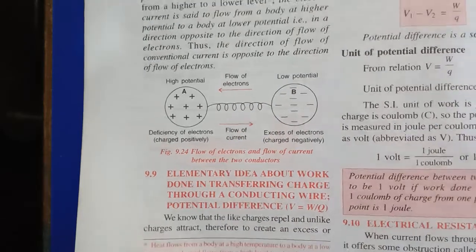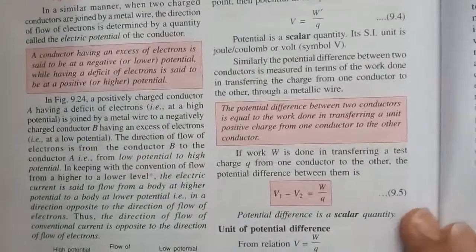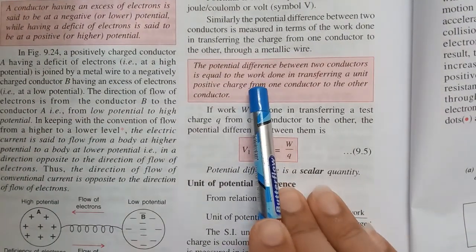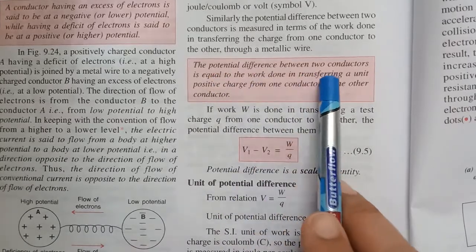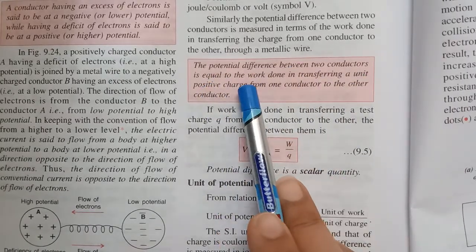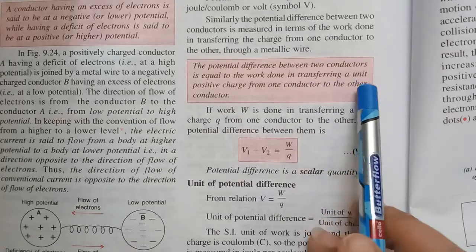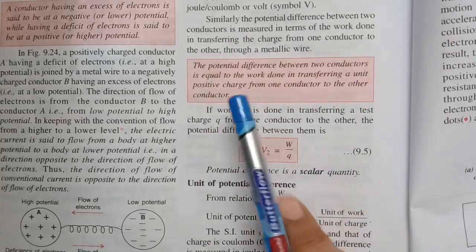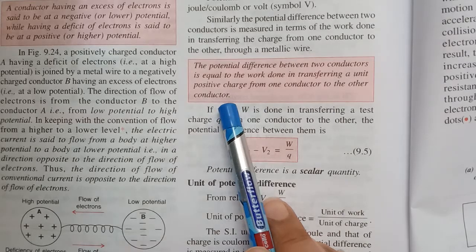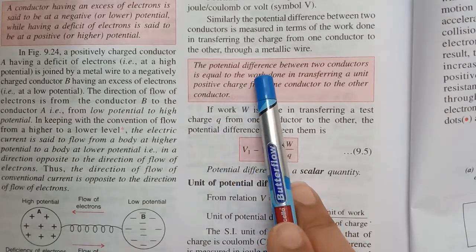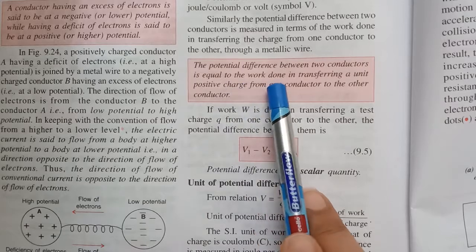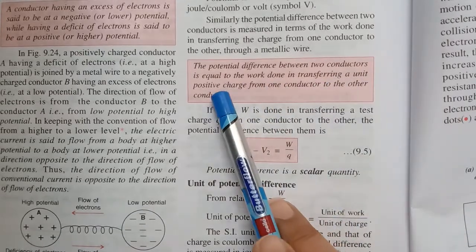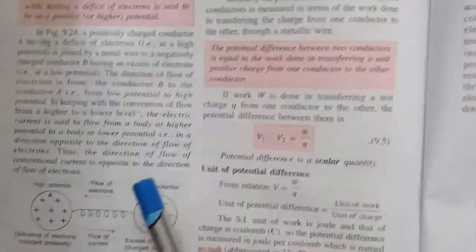Alright, so now we will move on to the potential difference, the definition of potential difference, which you have to learn. The potential difference between two conductors is equal to the work done in transferring a unit positive charge from one conductor to the other conductor. Fine. So potential difference is nothing but it is equal to work done. How much work we are doing in transferring a unit positive charge from one conductor to another.